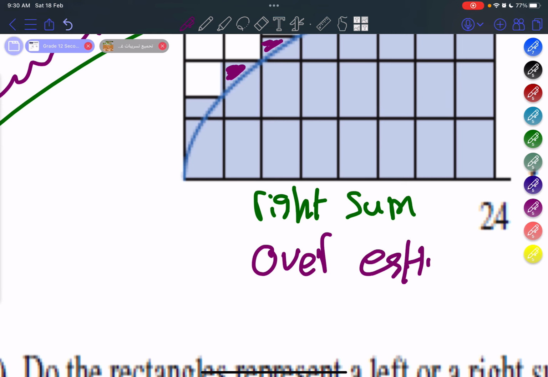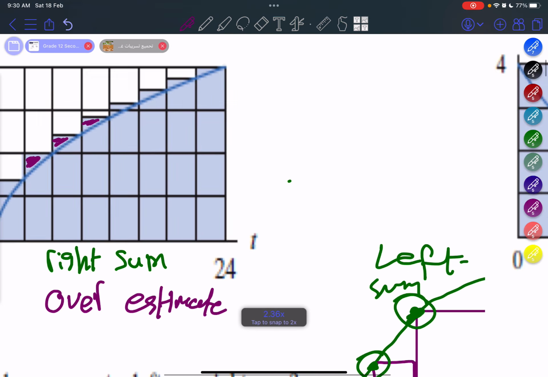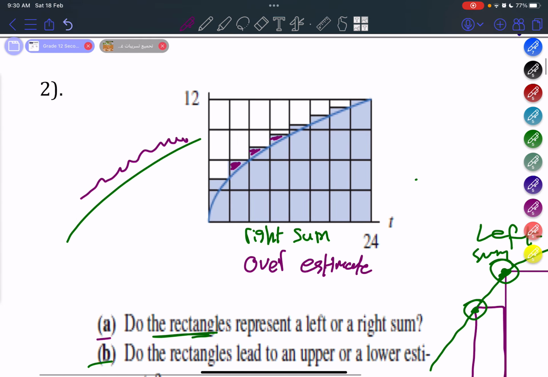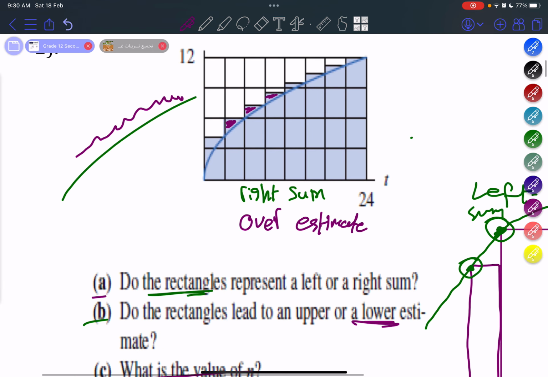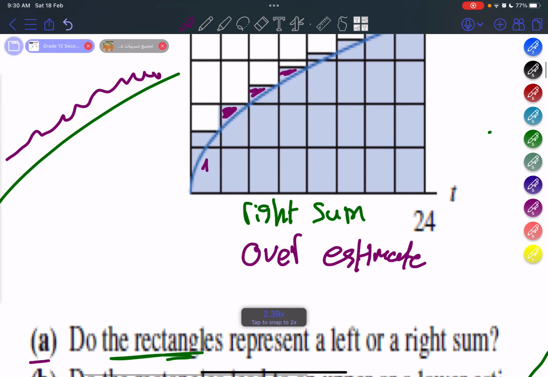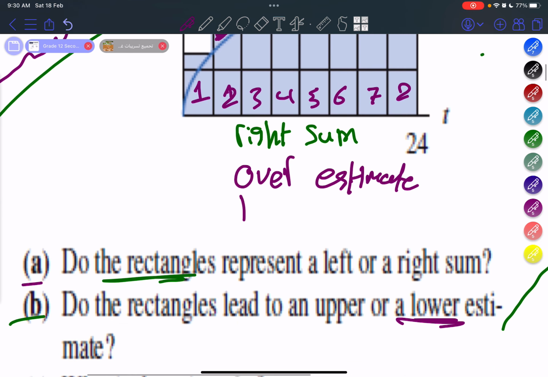Overestimate. And vice versa, of course. If there's area under the curve, we call it underestimate or lower estimate. What is the value of n? N is basically the number of rectangles that we have. So we have here 1, 2, 3, 4, 5, 6, 7, and 8. Hence, n equals 8.